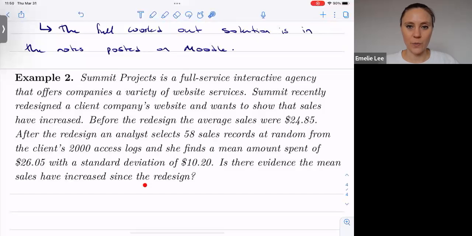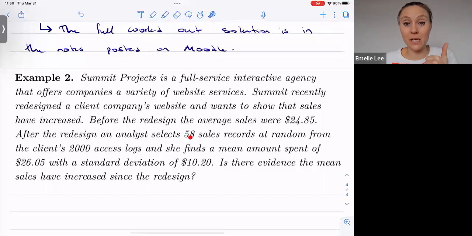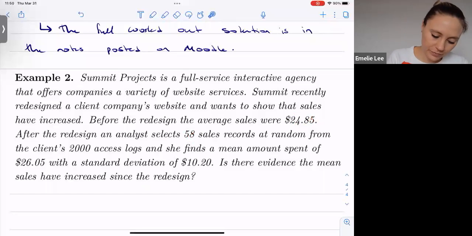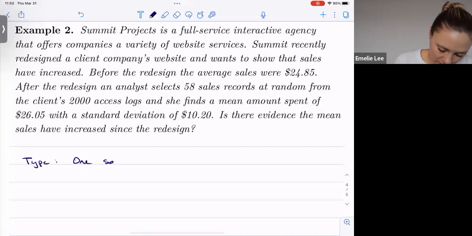Okay. So first, what type of question is this? I have one sample, right? I have the one sample of 58 sales. I'm given the mean of those sales. I'm given the standard deviation of those sales. And I also have a value that I want to compare my sample mean to, right? So the type here is one sample mean.